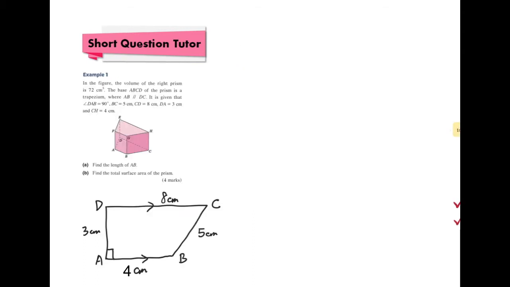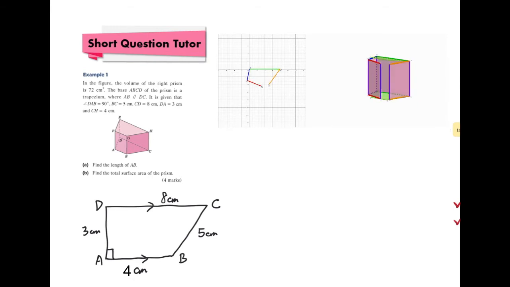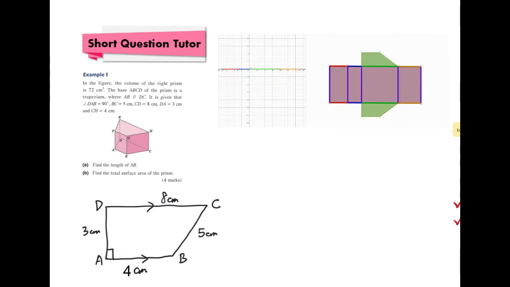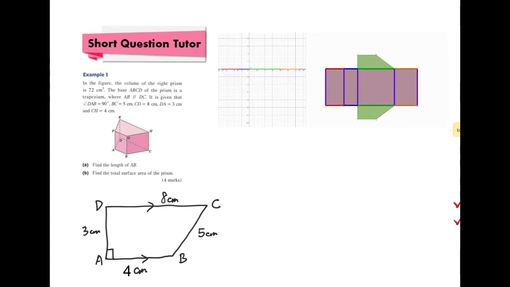In part B, we have to find out the total surface area of the prism. To explain this, let's look at this video first. Imagine that there is a paper wrapping the prism. Now we unfold the paper. The total surface area of the prism is actually the area of this paper.